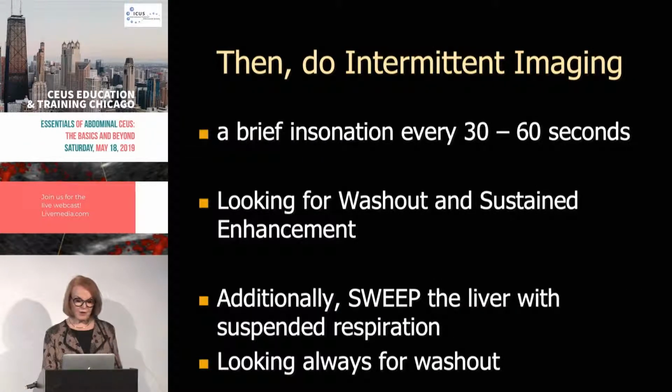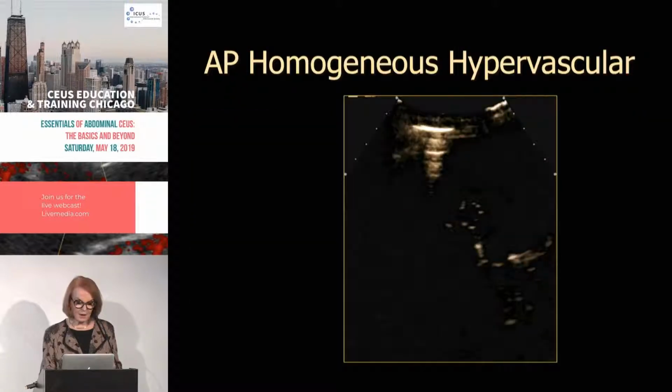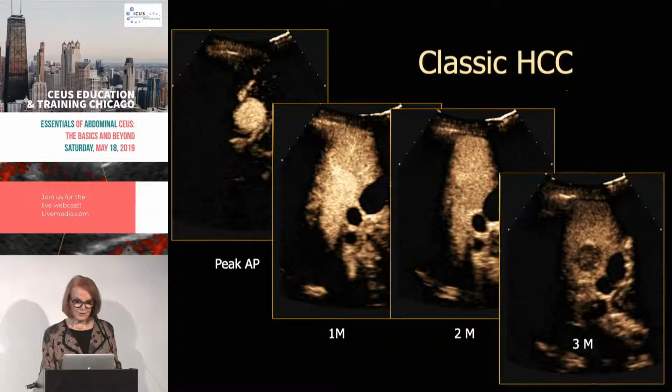Brief insonation every 30 to 60 seconds, looking for washout and sustained enhancement. And then additionally, we want to always do sweeps of the liver. We're going to do sweeps particularly in the portal venous phase, and we're doing them to detect occult nodules on baseline. And I'm just going to go past this as well and go to that.